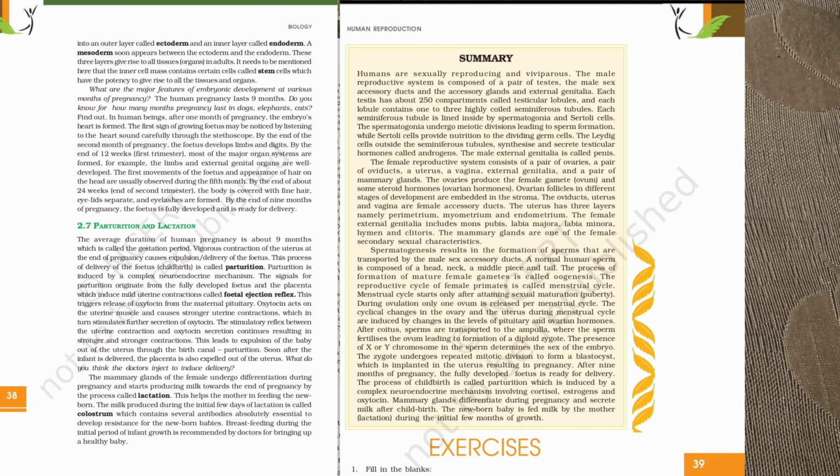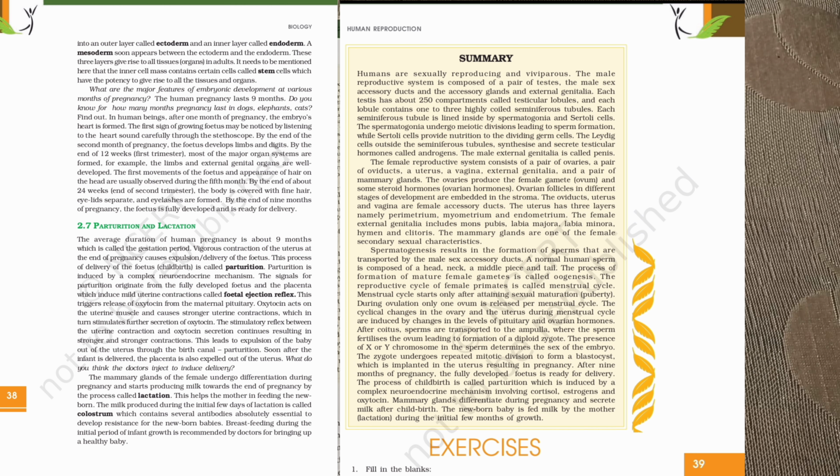The signals for parturition originate from the fully developed fetus and the placenta, which induce mild uterine contractions called the fetal ejection reflex. This triggers release of oxytocin from the maternal pituitary. Oxytocin acts on the uterine muscles and causes a stronger uterine contraction, which in turn stimulates further secretion of oxytocin. The stimulatory reflex between the uterine contraction and oxytocin secretion continues, resulting in stronger and stronger contractions. This leads to expulsion of the baby out of the uterus through the birth canal. Soon after the infant is delivered, the placenta is also expelled out of the uterus.